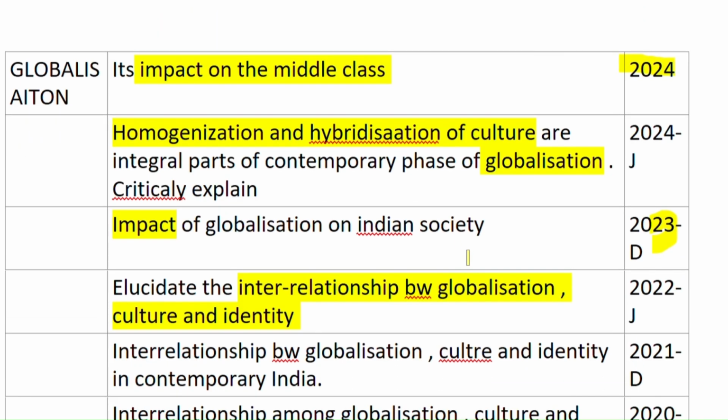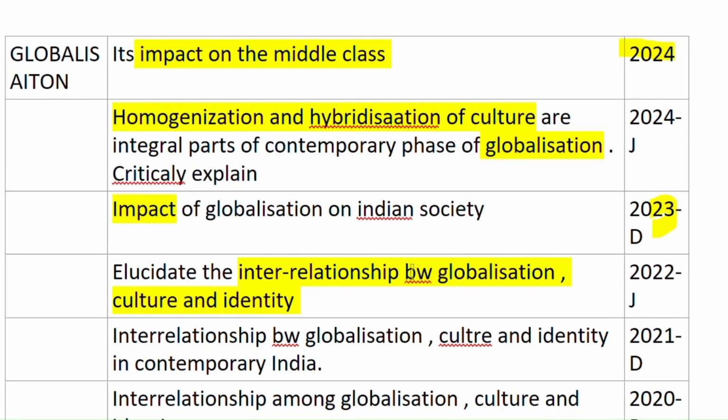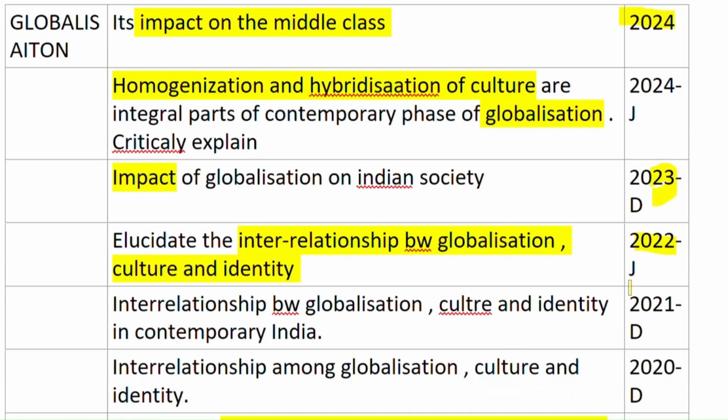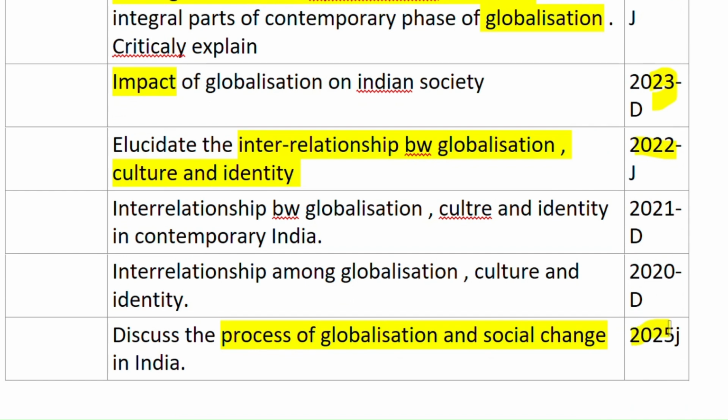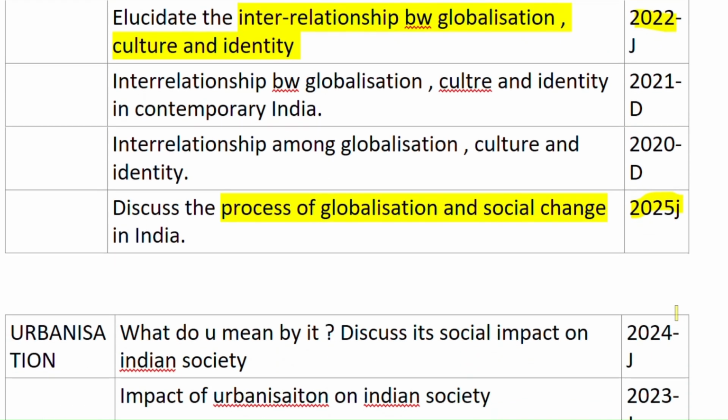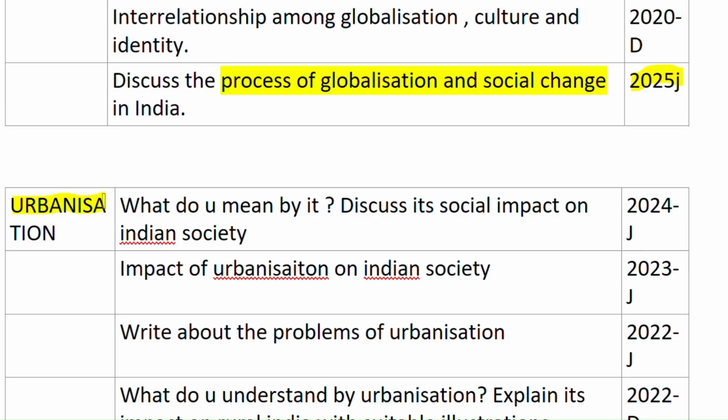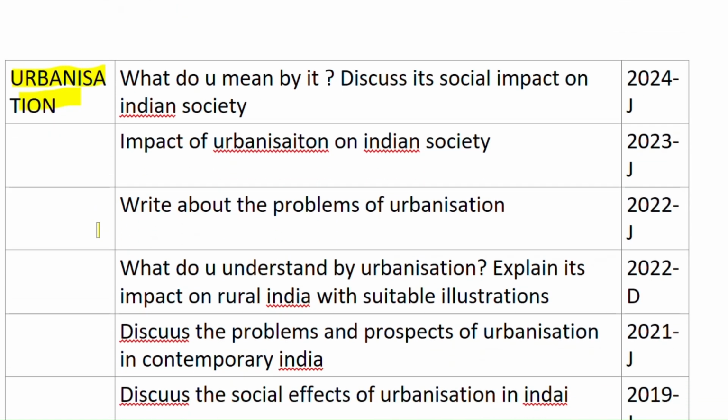Then the next important thing is the interrelationship between globalization, culture, and identity. Also globalization and social change. So while learning two topics, we should be able to interlink them. Okay, so you can study for two answers and address a third answer which is totally different from what we have studied.